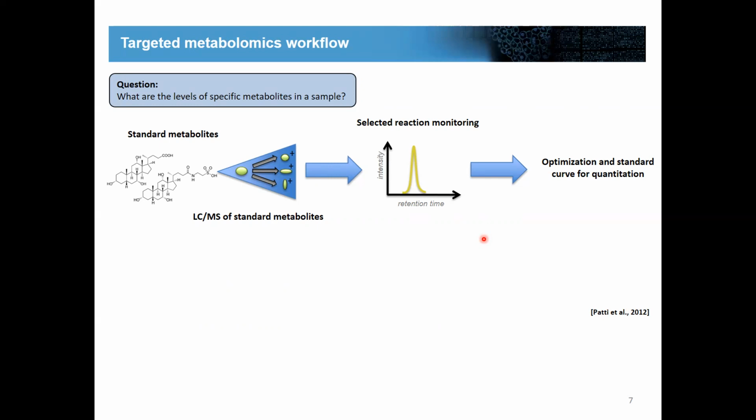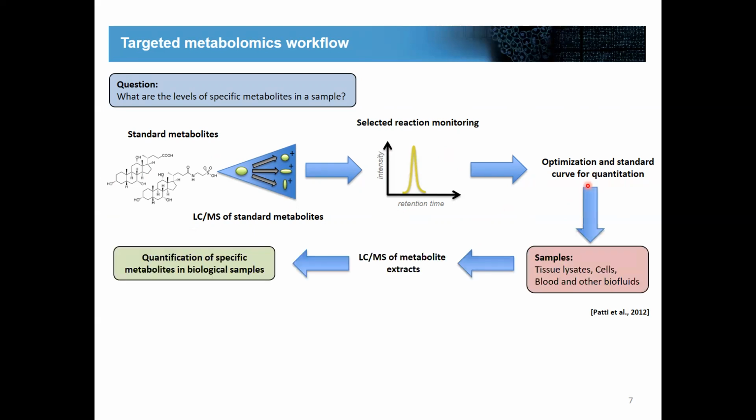And then the first part of the targeted metabolomics workflow is the optimization of the MS parameters as well as the LC parameters in order to get a sufficient and robust method. If this first part of the workflow is completed, then the standard curves are prepared, which are used for the quantitation, and then the samples are introduced.